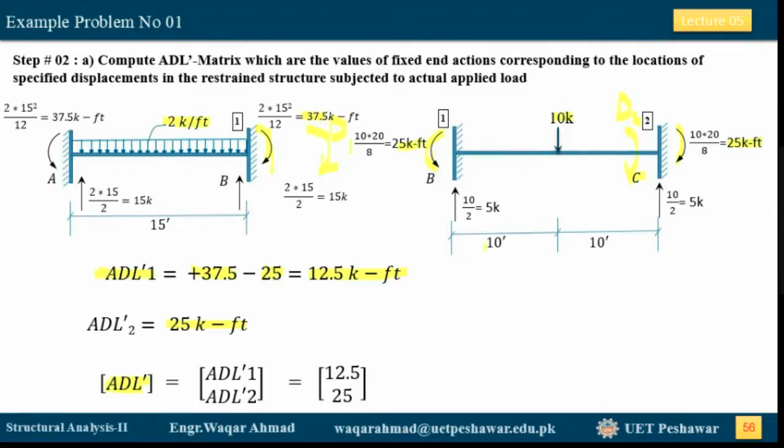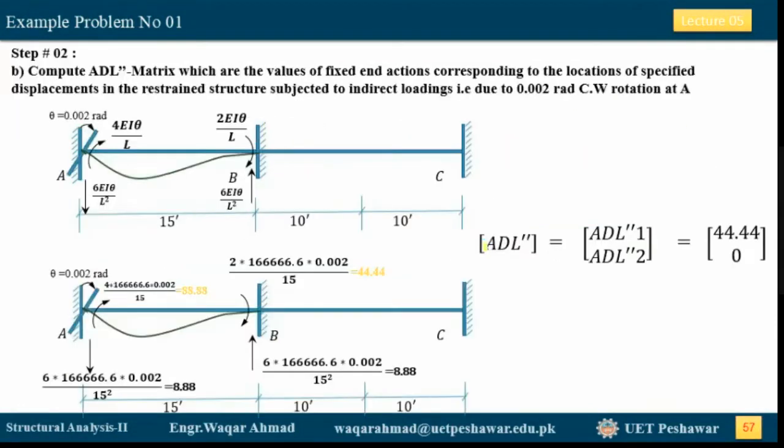Okay, so now in the second part of this step 2, we apply this clockwise rotation at the support, and then we see what moments are induced by this rotation in our structure. Then we take these fixed end moments corresponding to our specified displacements as our A real 1 double dash value and our A real 2 double dash value.